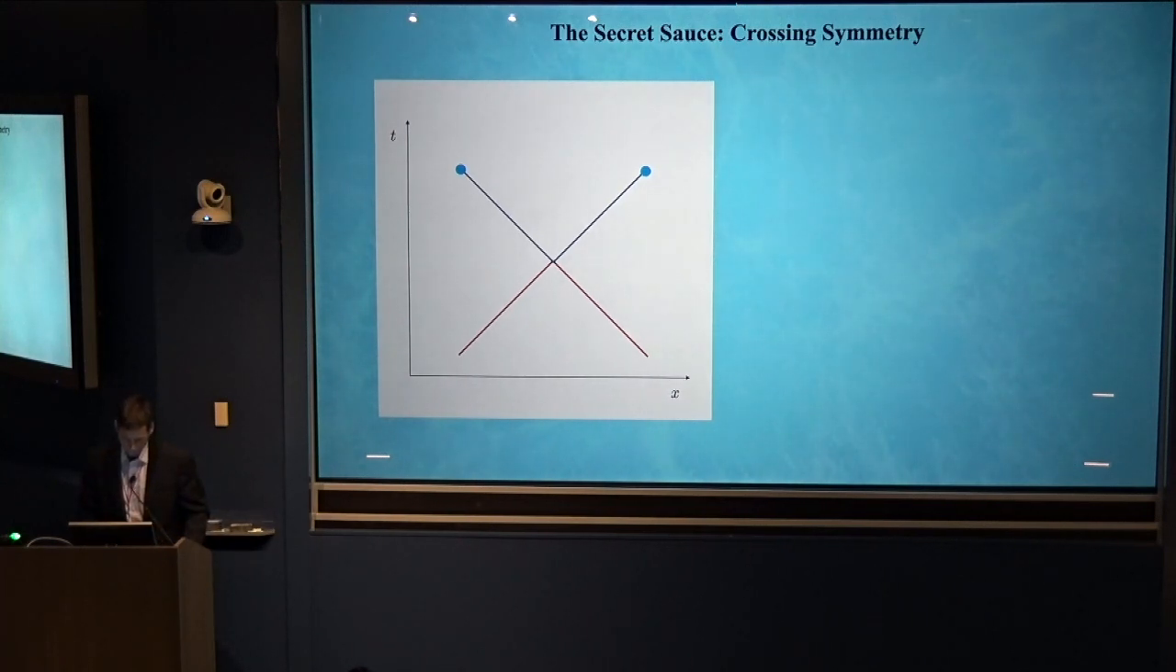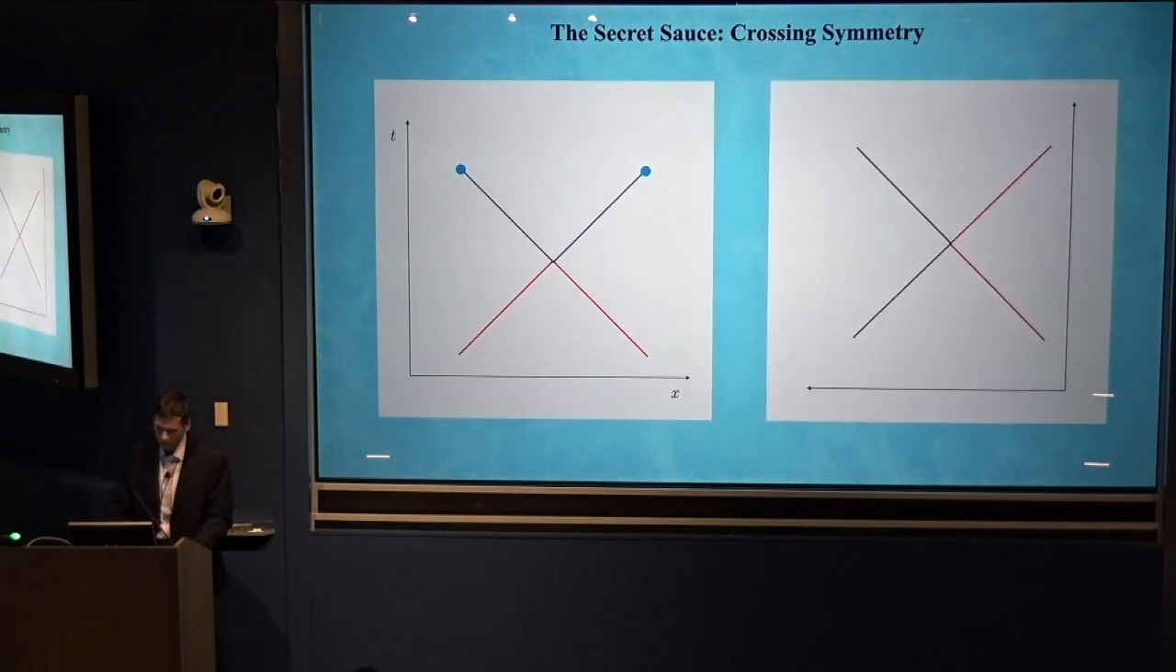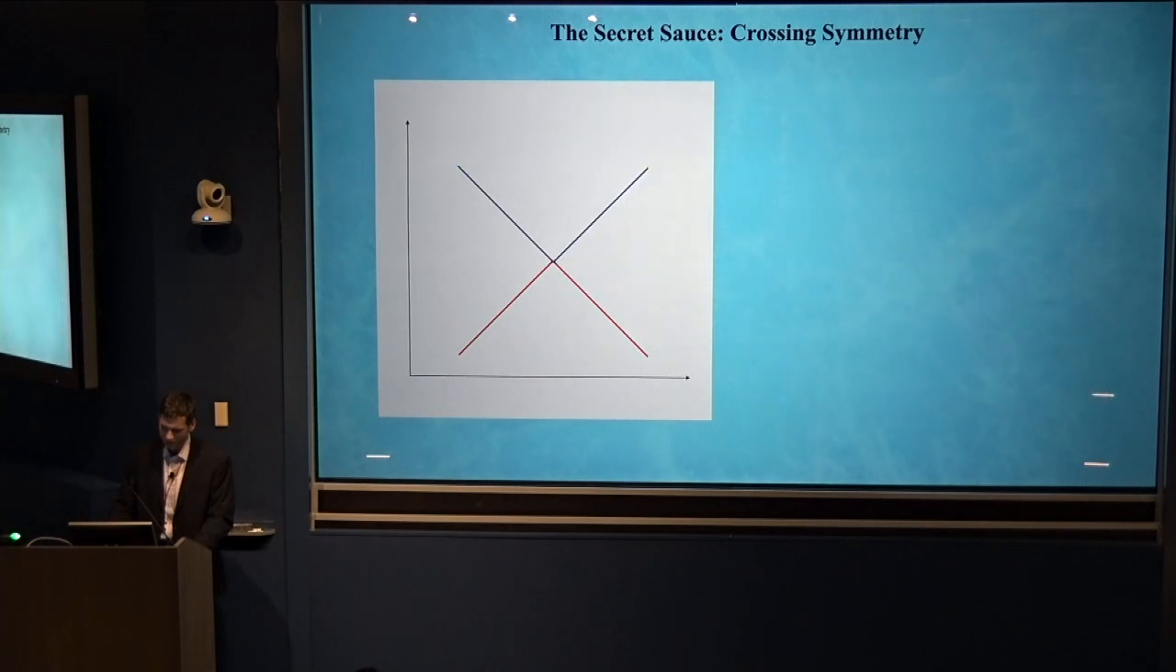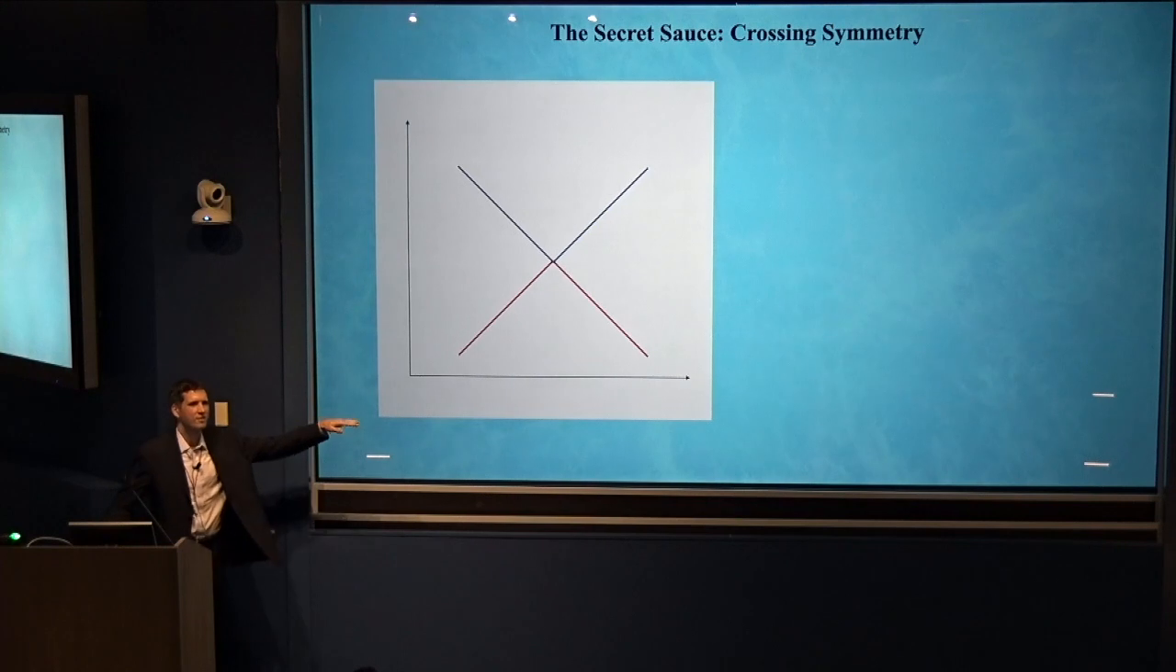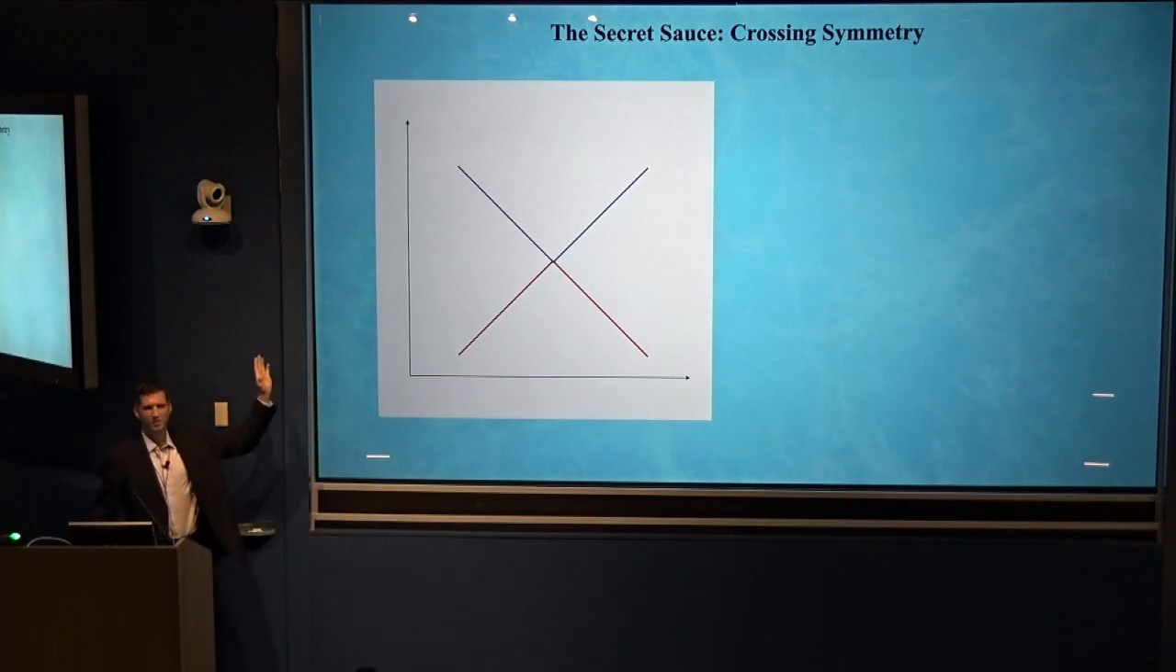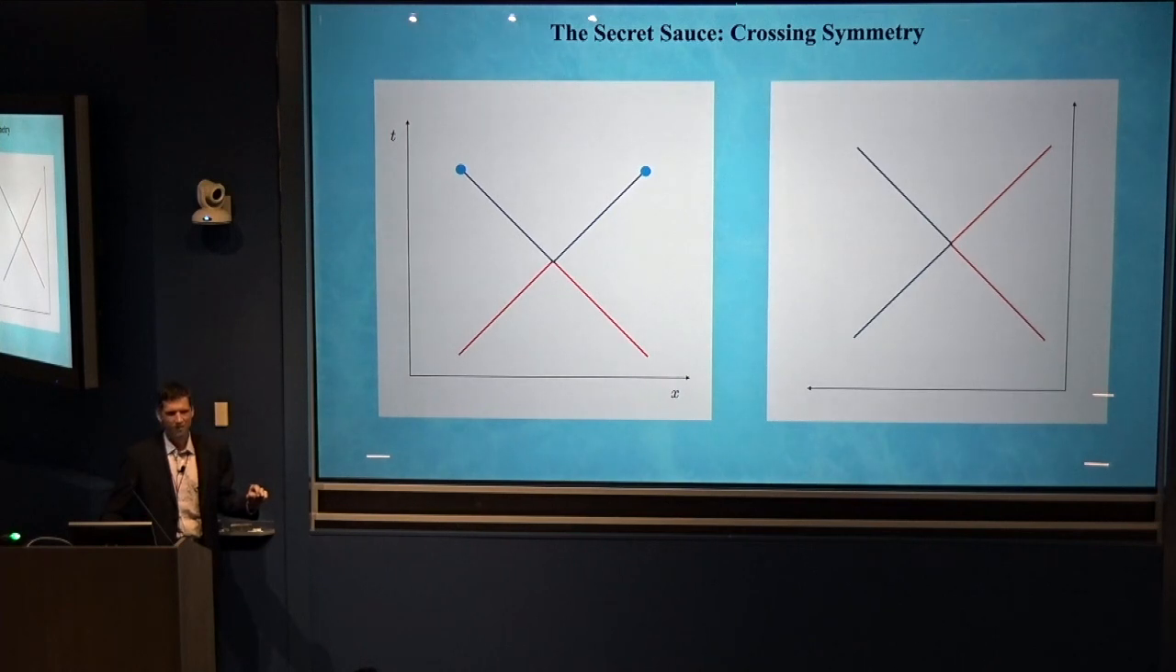Now, where crossing symmetry comes from is that we can take this diagram, this picture of what happened, and reinterpret it by turning it sideways. Let me show that again. We're going to take this picture. Space is going this way, time is going upward. And we're going to rotate it in a way that switches space and time.